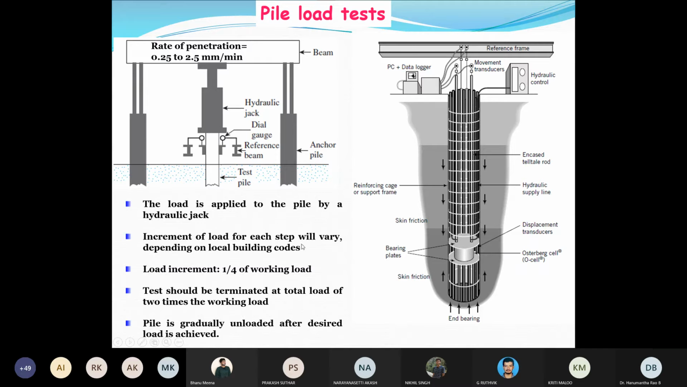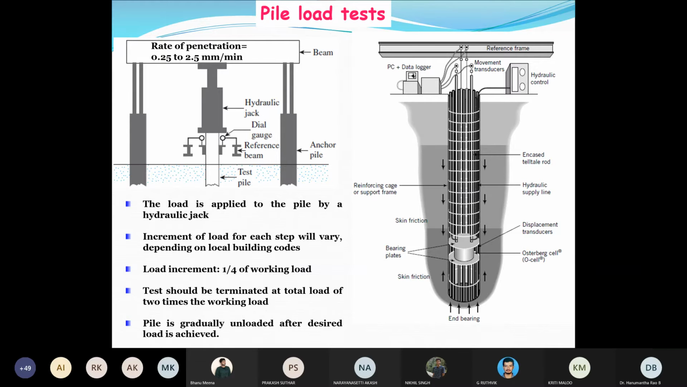Increment of load for each step will vary depending upon the local building codes. That means US standards are there, Indian standards are there, European standards are there, Chinese standards are there, Japanese standards are there. So each country will give you a certain prescription based on which you have to apply the load. Now, how long will it take for conducting a single pile test? Can I apply the whole load at a time, or shall it be in incremental mode?